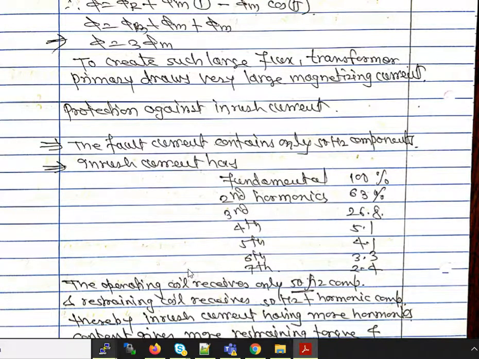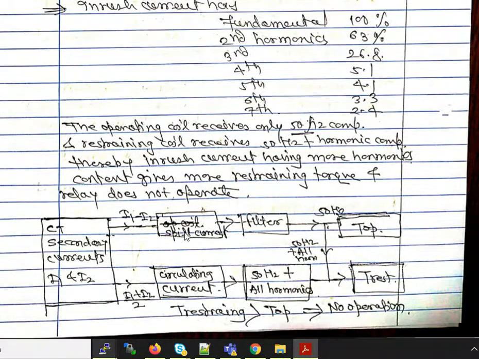For such a protection, an additional harmonic restraint coil is provided, in which the filter is such that it filters the 50 Hz component and provides it to the operating coil, which produces the operating torque, and the 50 Hz component plus the high frequency components are fed to the restraining coil, which produces the restraining torque. And as the restraining torque is greater than the operating torque, the protection does not respond.